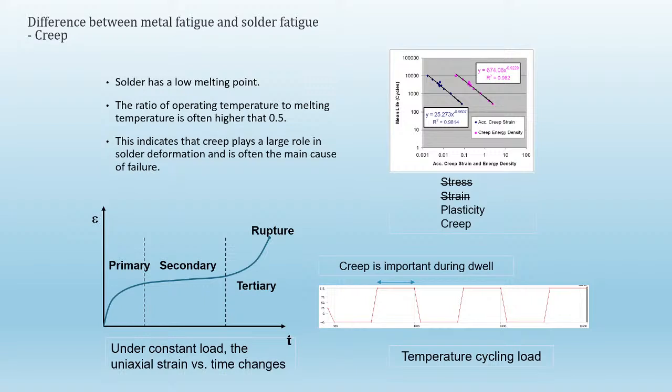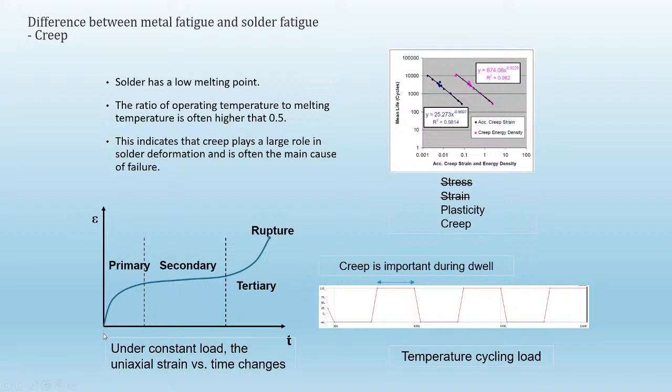The other main difference between metal fatigue and solder fatigue is this idea of creep. Solder is a metal that melts easily, right? This is why we use it to stick different pieces of metal together and conduct electricity. However, this means that when you're using a high power system, you may have operating temperatures close to melting, right? It could be 50% or higher of its melting temperature. When a metal gets close to melting, it experiences creep.